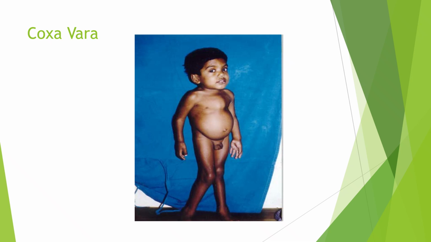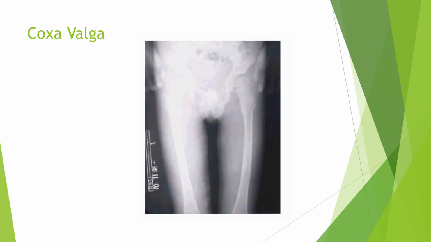Let's talk about the clinical anatomy. This is a case of coxa vara. Coxa vara, you can see here. It's a condition in which the neck shaft angle is reduced. It's due to the congenital defect in the ossification of the femoral neck. It also can be due to pathological cause such as rickets. This picture shows coxa valga, where the neck shaft angle of the femur is increased.